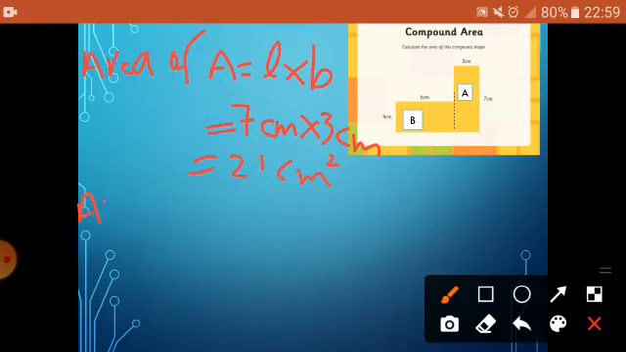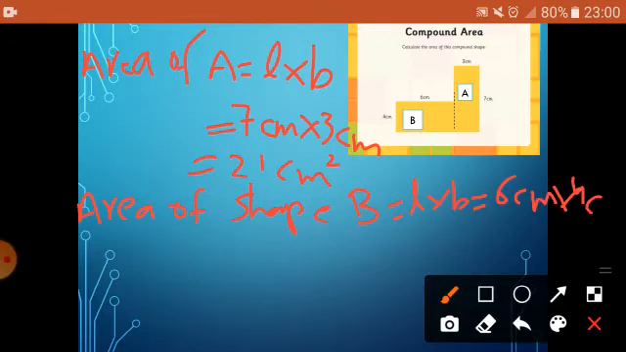Now area of shape B, or you can say the rectangle B. It's totally up to you, whatever name you want to give. So what is the length and breadth? Already written, but you can write it again, no issue. What is my length? 6 centimeter, and what is my breadth? 4 centimeter. So area of this shape is 24 square centimeter.